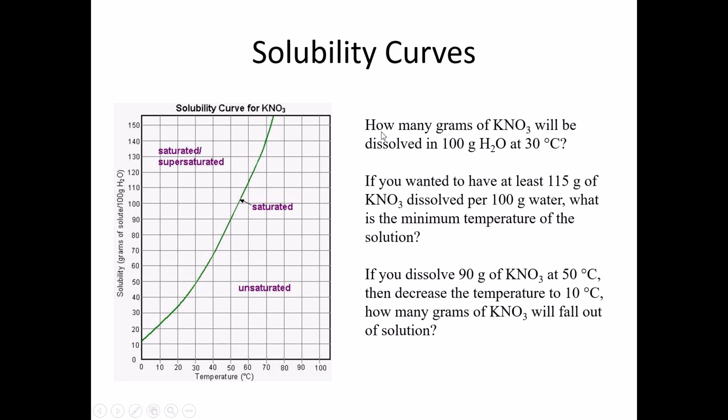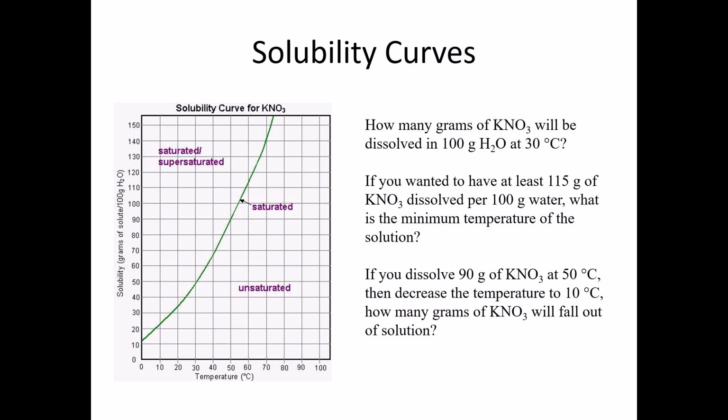So our first question, how many grams of KNO3 are dissolved in 100 grams of water at 30 degrees Celsius? So if we notice our units, the solubility is grams per 100 grams of water. So let's look at our temperature. At 30 degrees, go up to the green line, we can only have about 49 grams of KNO3 per 100 grams of water.